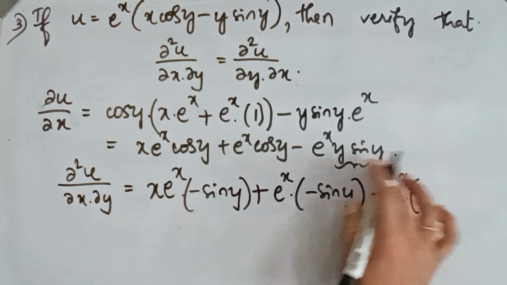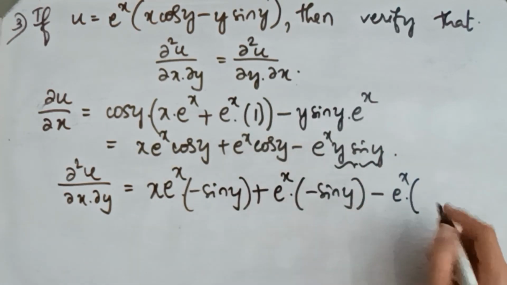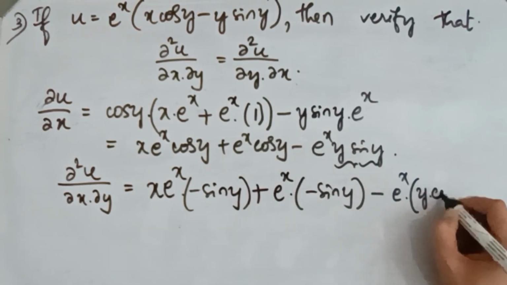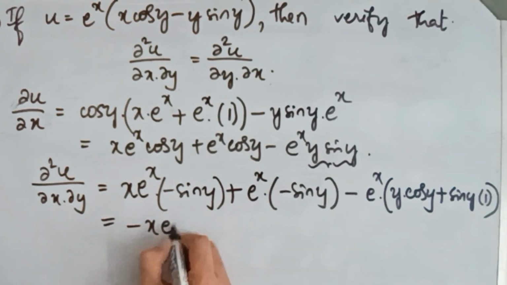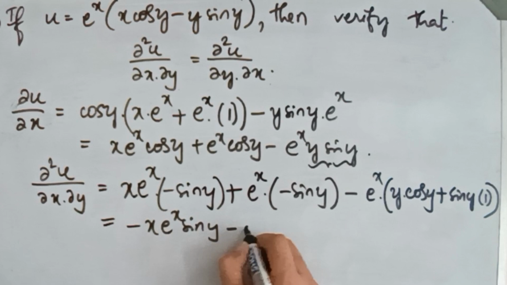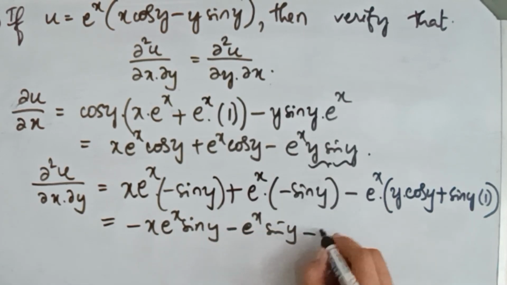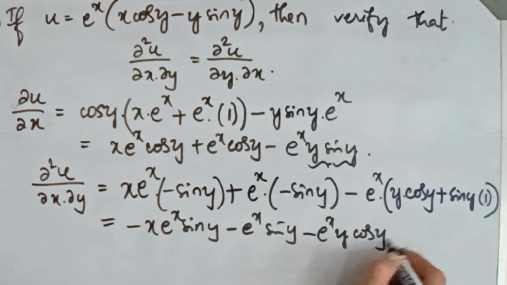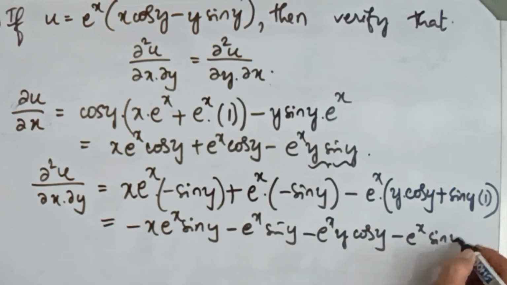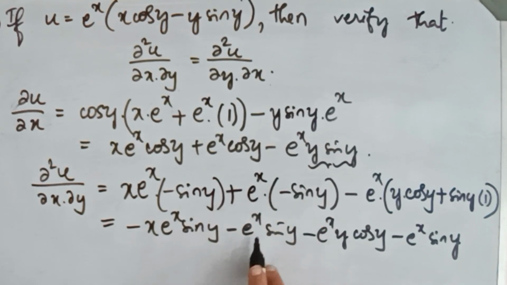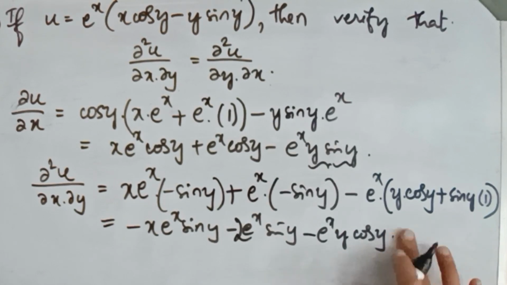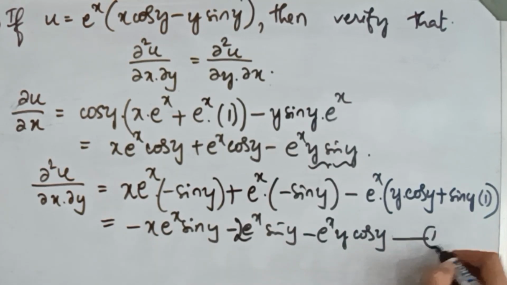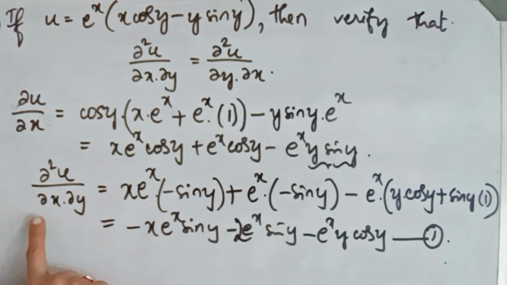For these two functions you have to apply the product rule. So y is the first function, derivative of sin y is cos y, plus sin y into derivative of y with respect to y, which is 1. So simplify this, you will get minus x e^x sin y minus e^x sin y minus e^x y cos y minus e^x sin y. So here also minus e^x sin y, here also minus e^x sin y. So you can write 2 times e^x sin y with a minus sign. So this is the first expression where you get ∂²u/∂x∂y.